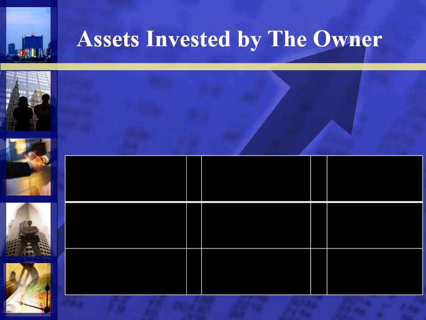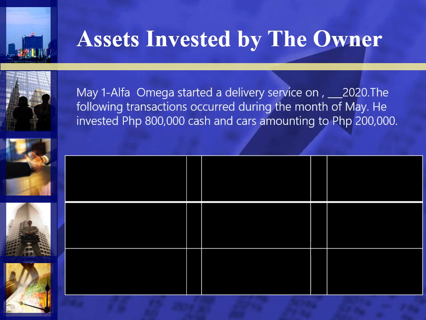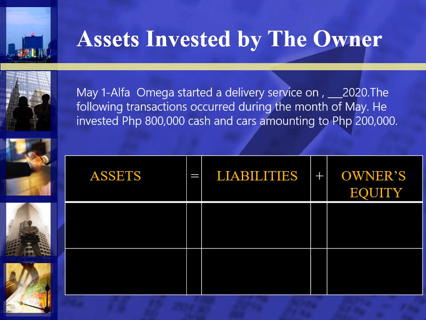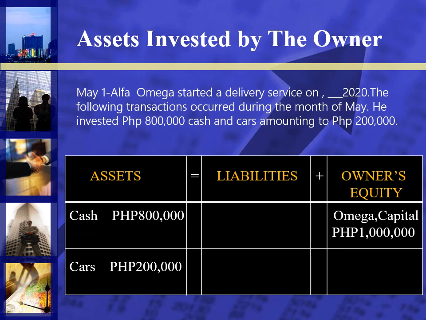We have the situation or transaction, assets invested by the owner. On May 1, Alpha Omega started a delivery service. The following transactions occurred during the month of May. He invested 800,000 cash and cars amounting to 200,000. Therefore, we have this equation, assets equals liabilities plus owner's equity. We have the cash of 800,000, cars of 200,000, and Alpha Omega capital of 1 million. Clear?